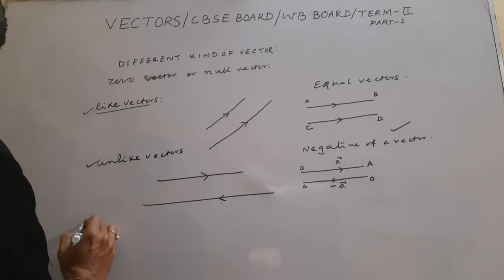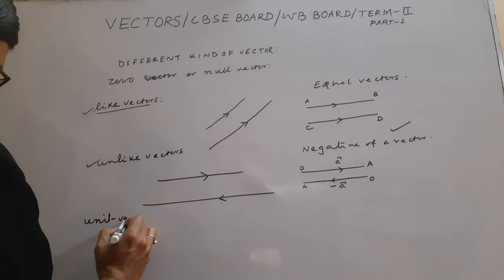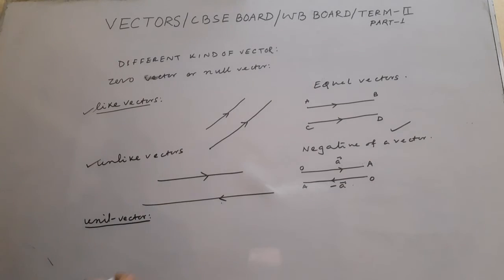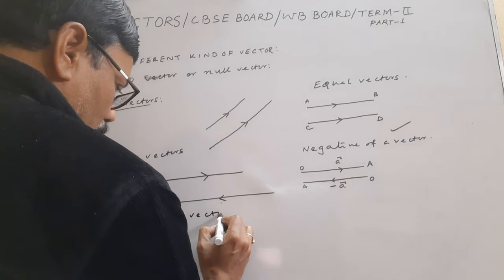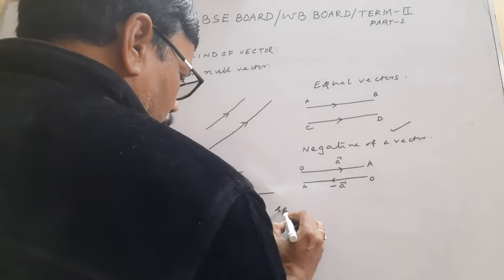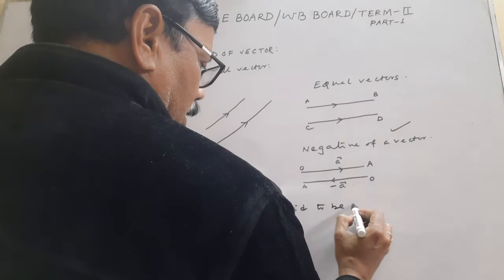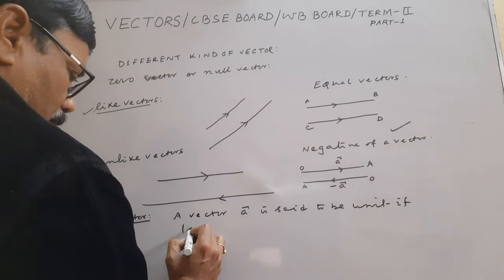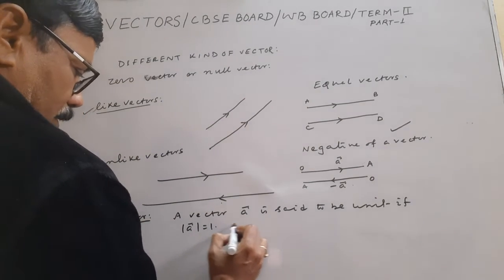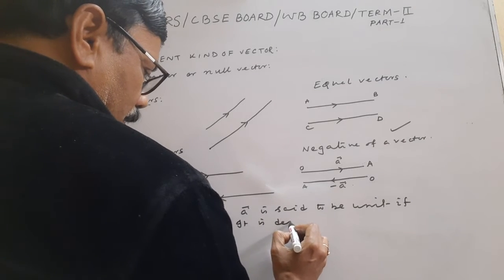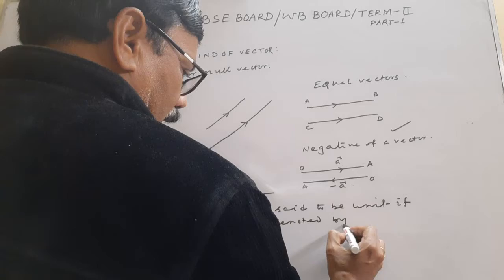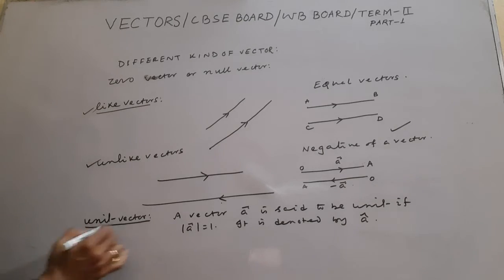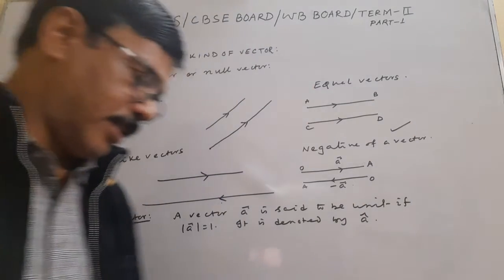Then unit vector. This topic is most important. A vector a is said to be a unit vector if the magnitude of a equals 1. All of you know it. It is denoted by a cap or a hat.